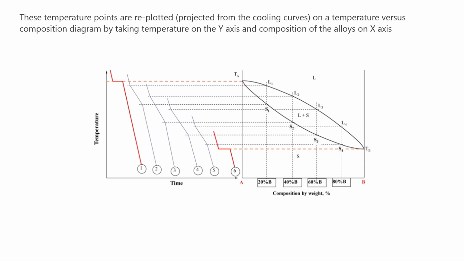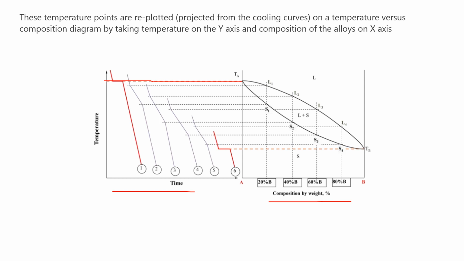These temperature points are replotted and projected from the cooling curves onto a temperature versus composition diagram, which we call the phase diagram, by taking temperature on the y-axis and composition of the alloys on the x-axis. The cooling curves of temperature versus time are plotted in this method for the general phase diagram construction.